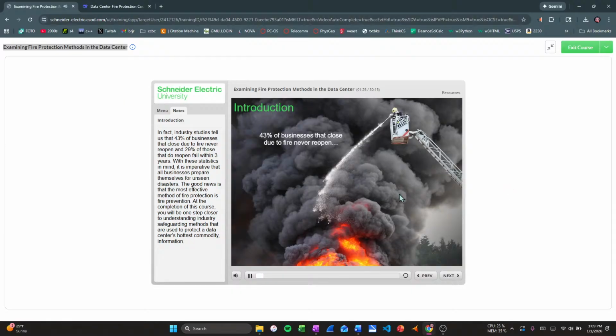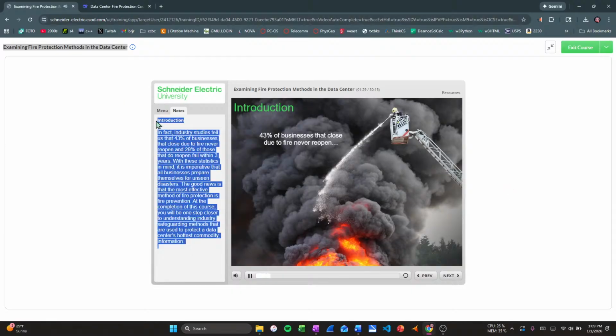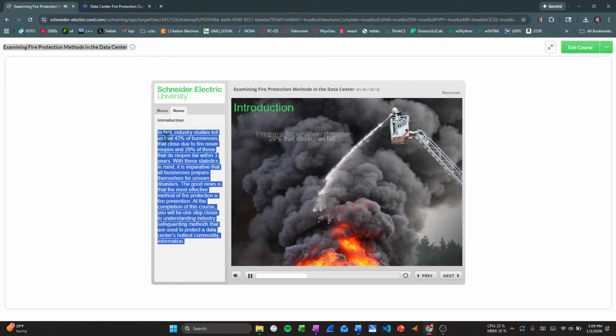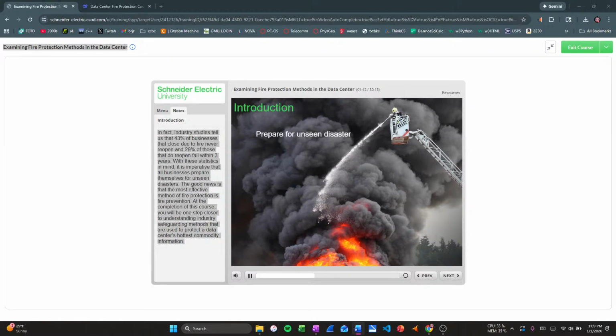In fact, industry studies tell us that 43% of businesses that close due to fire never reopen, and 29% of those that do reopen fail within 3 years. With these statistics in mind, it is imperative that all businesses prepare themselves for unseen disasters.